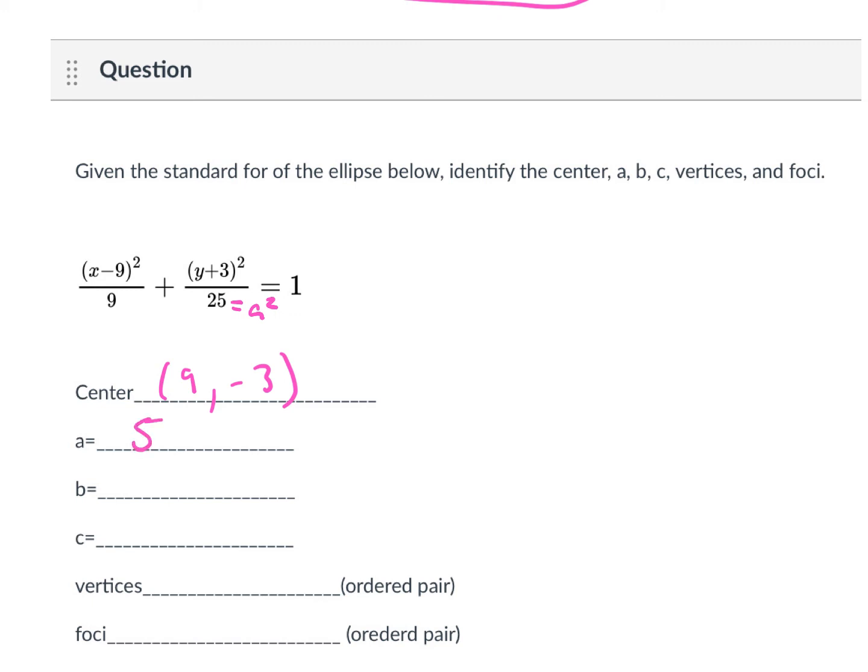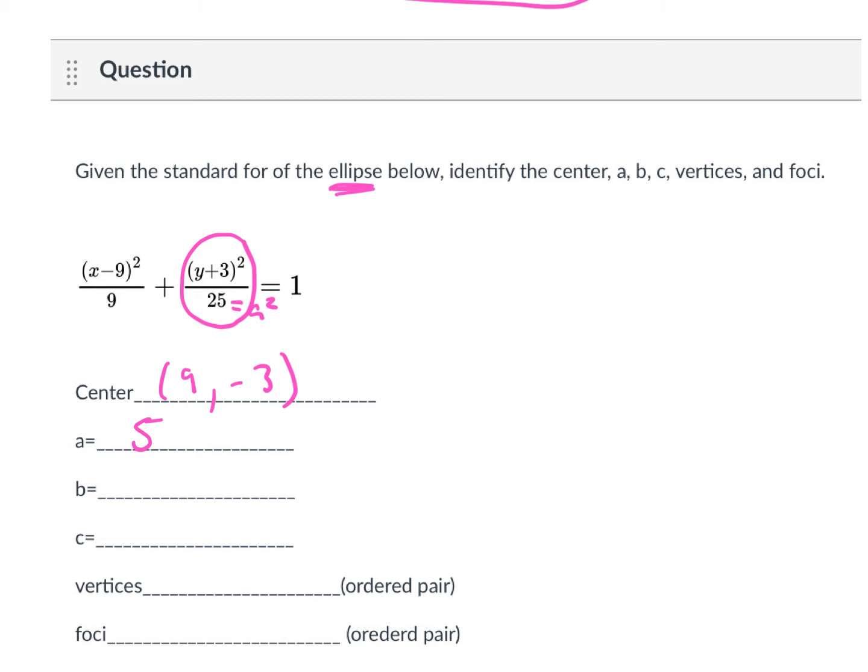So that's just one difference between ellipses and hyperbolas. In hyperbolas, the a always comes first. In an ellipse, the a is always the bigger one. So since the bigger denominator is under the y, that means it's going to be a vertical ellipse. So that's kind of what the a tells us here.